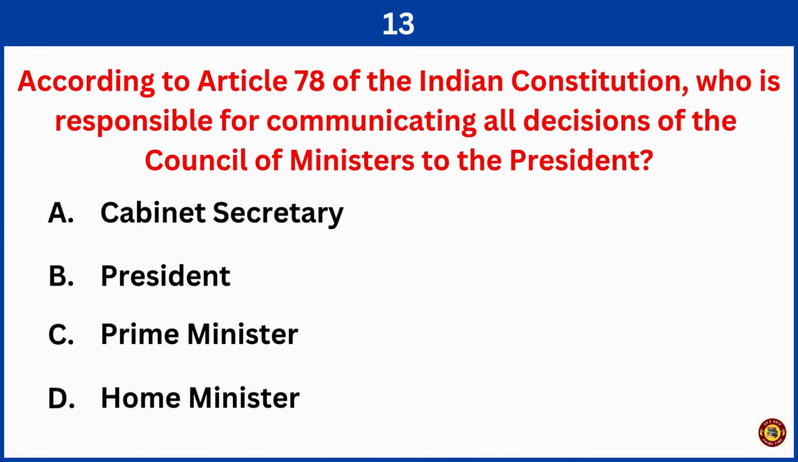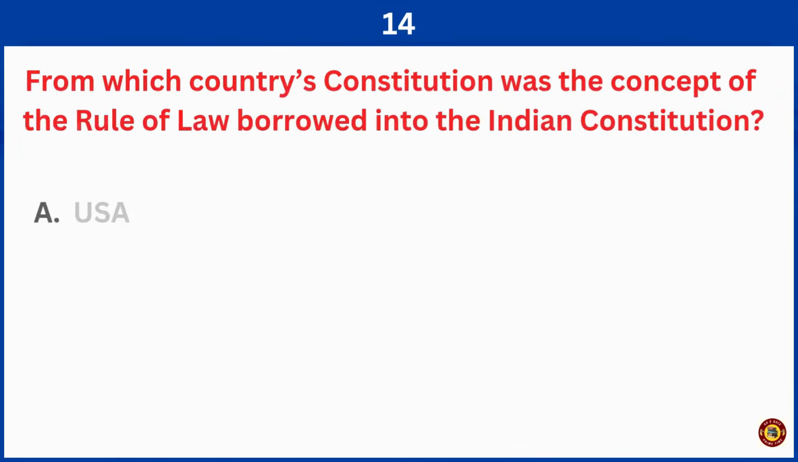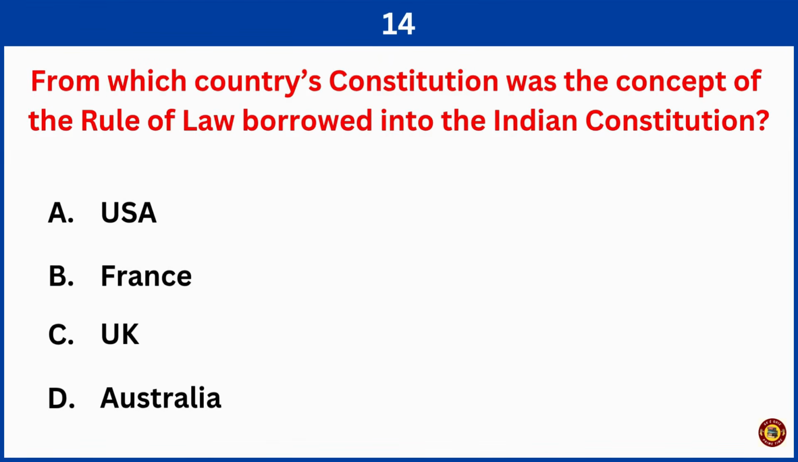According to Article 78 of the Indian Constitution, who is responsible for communicating all decisions of the Council of Ministers to the President? Right answer is option C, Prime Minister. From which country's constitution was the concept of the rule of law borrowed into the Indian Constitution? Right answer is option C, United Kingdom.